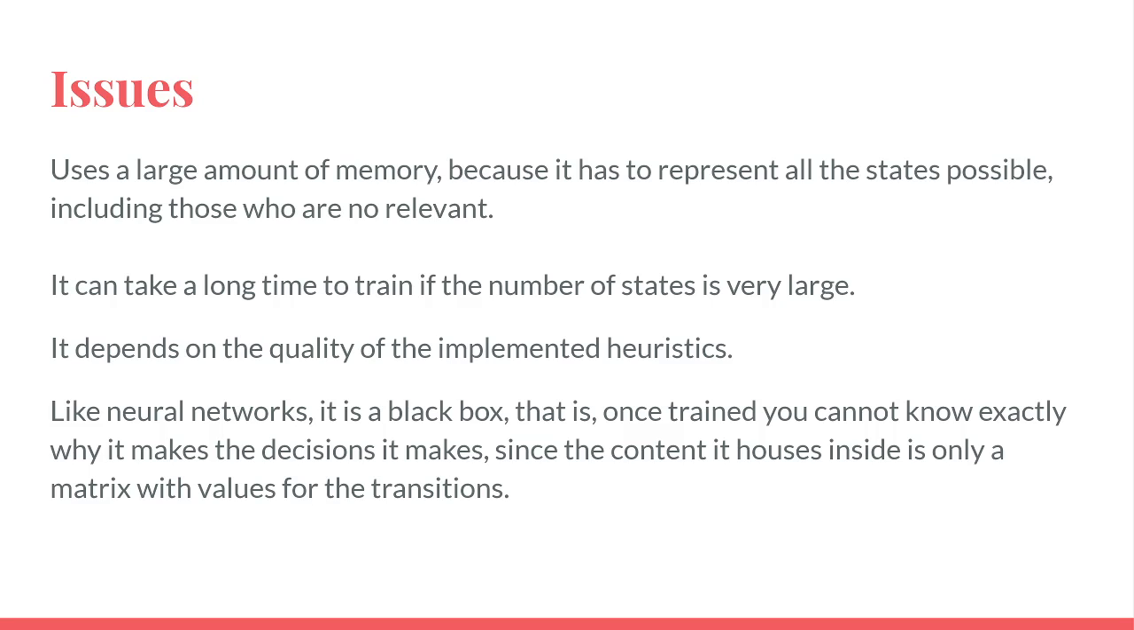What this means is that the knowledge that it creates is not clear to a human mind. So this thing has a lot of numbers inside. You cannot use this information to know why it chooses one way or another.